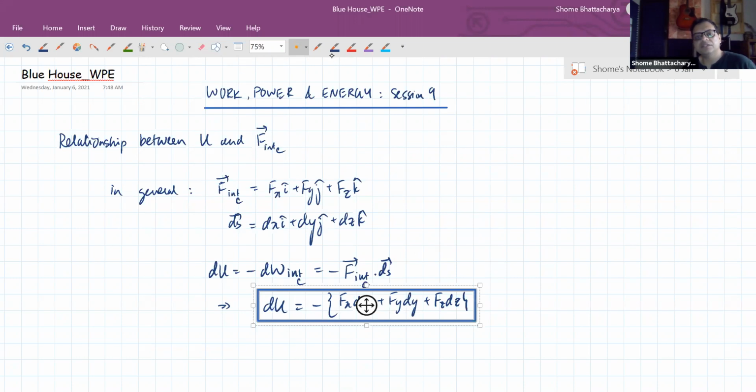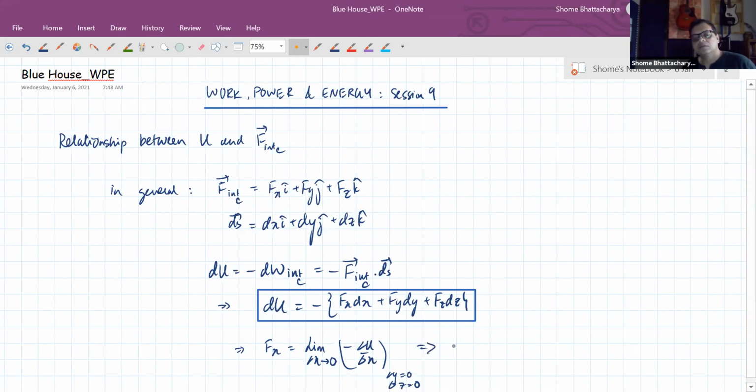From this relationship, we can see that if you want to invert this relation and find out Fx, Fy, and Fz, then you have to apply the concept that Fx will become the limit as delta x tends to 0 of minus delta u by delta x, but under the special condition that delta y should be 0 and delta z should be 0. So that is nothing but the negative of the partial derivative of u with respect to x.